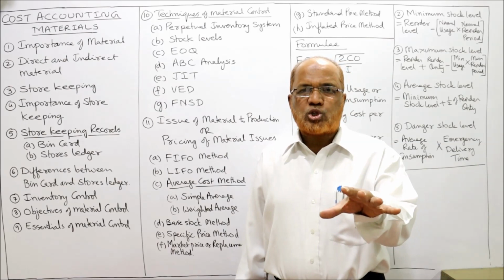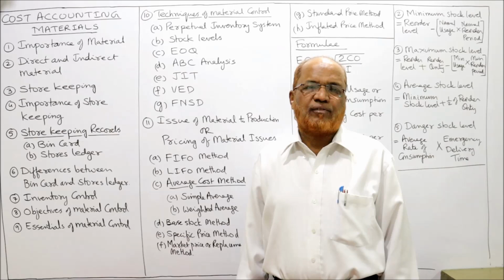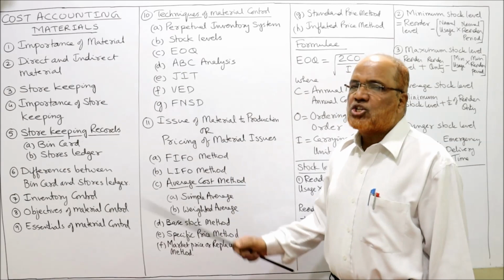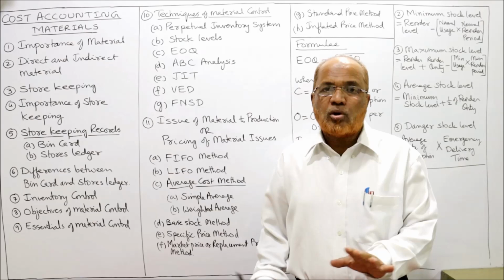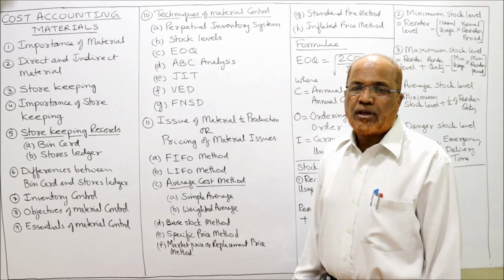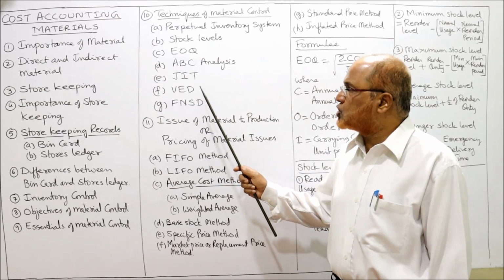Strict control should be made on vital material, whether its value is more or less doesn't make any difference. How critical it is, that is the most important. Then essential. Essential are those material items which are very important. If there is shortage or loss of that material, there will be huge loss in production. But it is not as critical as the vital items. The production will not be stopped, but huge loss will be incurred if there is deficiency or shortage of essential items.